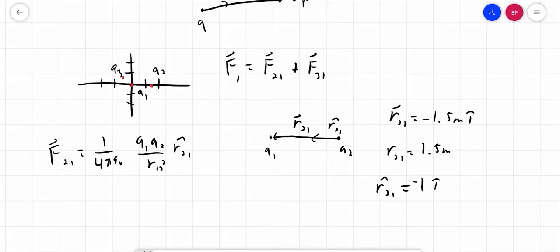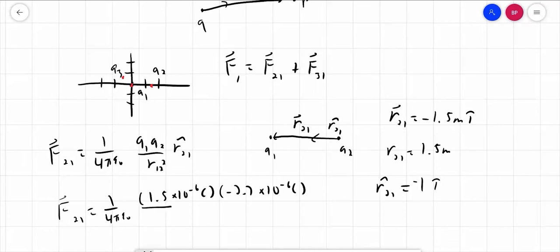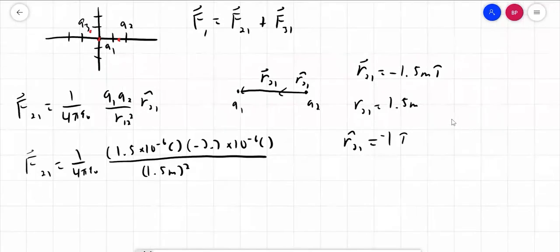Okay, so we have everything that we need now. Our force is this constant times the charge of 1. The charge of 1 was 1.5 microcoulombs. That's 1.5 times 10 to the minus 6 coulombs. Our charge 2 was negative 2.7 microcoulombs. That's negative 2.7 times 10 to the minus 6 coulombs. Then we divide by the distance squared. Our distance is 1.5 meters.